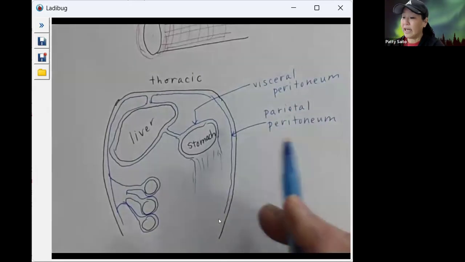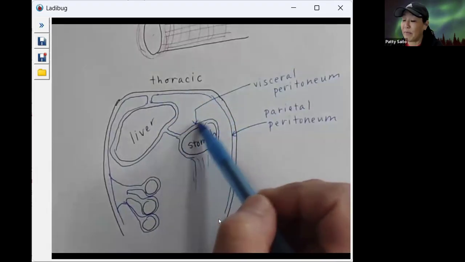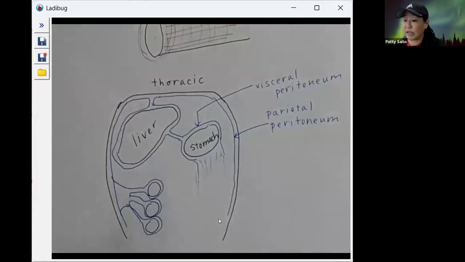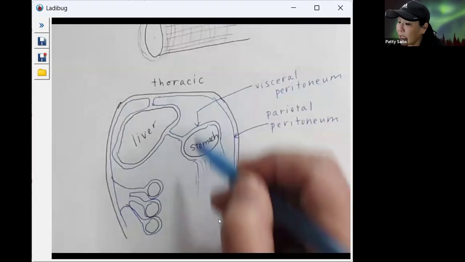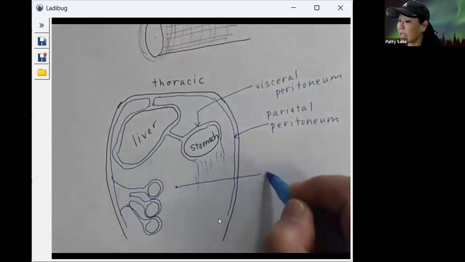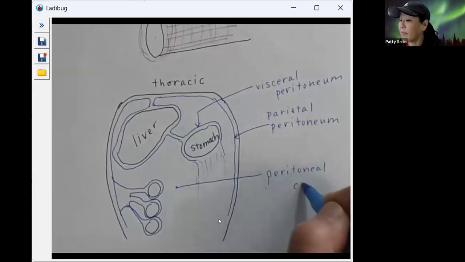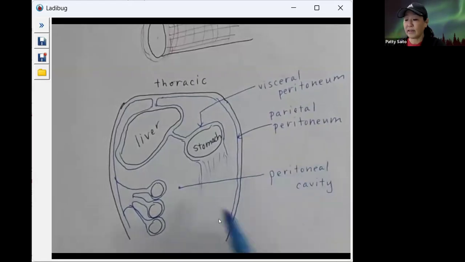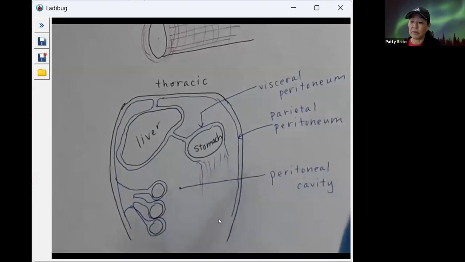That is surrounding the organs, but it's part of the same membrane, right? It's just where it's located. And then all the space here, this is the peritoneal cavity. Right? And there's things that happen in the peritoneal cavity. This is outside of the peritoneal cavity, sometimes we call retroperitoneal, in back of it or outside of it.